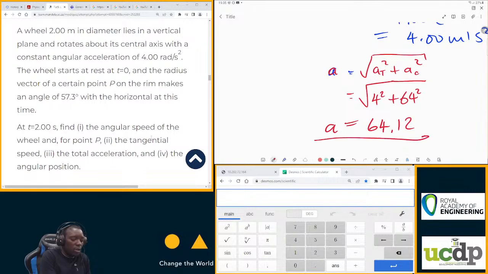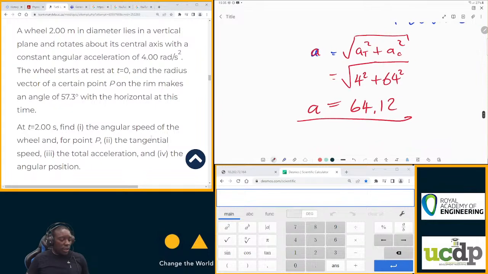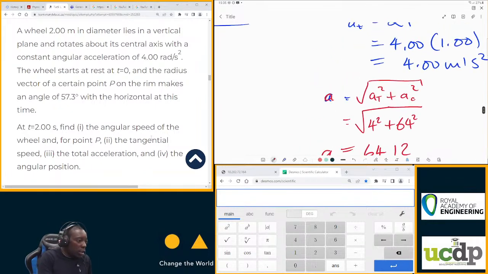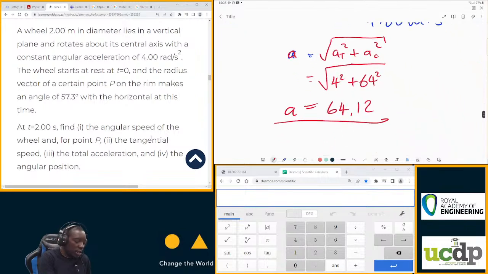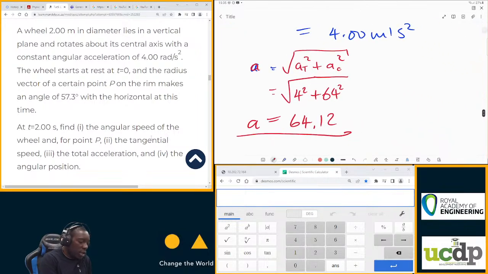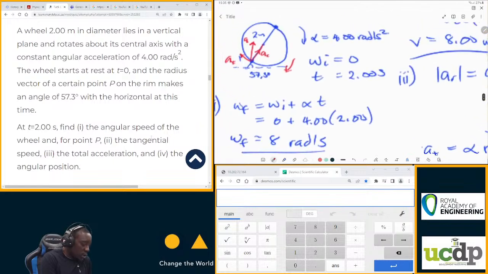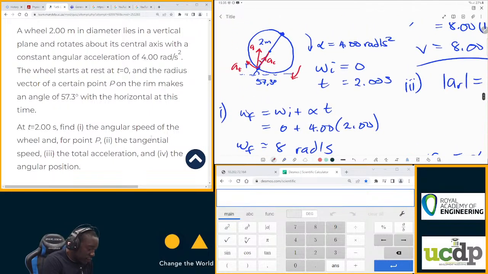$64.12 is the total acceleration. And the angular position, okay, so the acceleration is at an angle, arctan. So if this is our angle, what should we call it, phi? Then phi is arctan AT over AC.